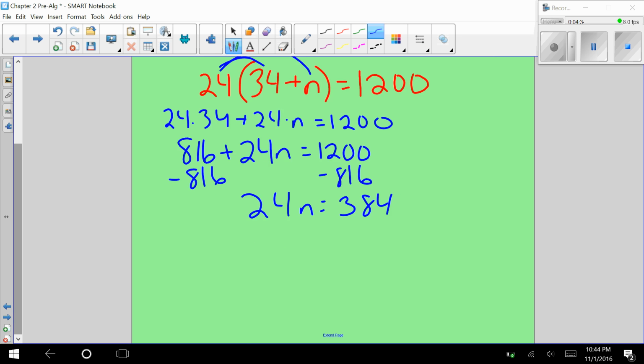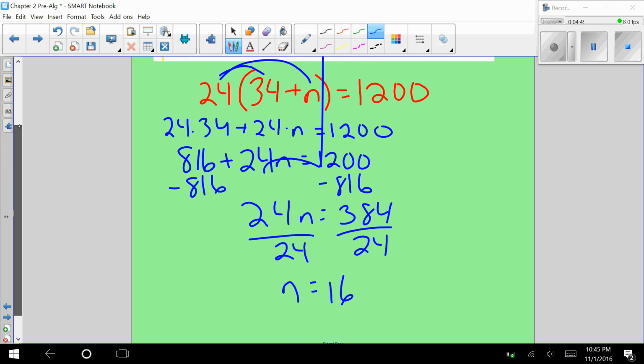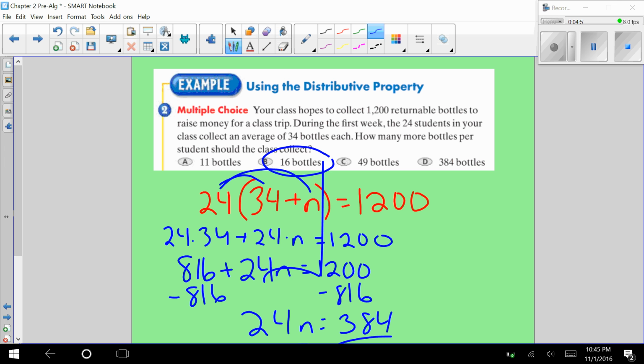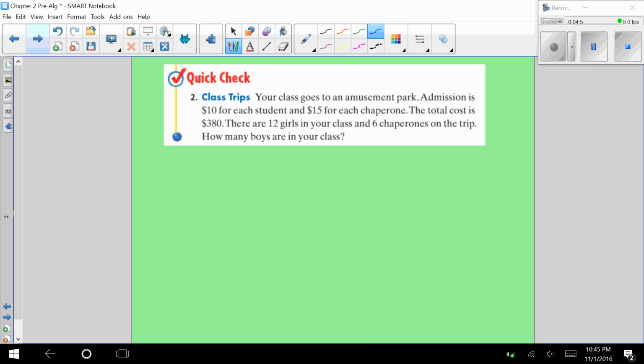And my last step will be to divide by 24 here. So n equals 16. And if you look up here, 16 was one of my answers. So 16 is my answer, and we won't have to check it because it was a multiple choice. So try this one.